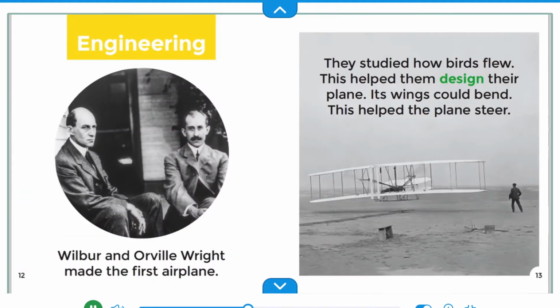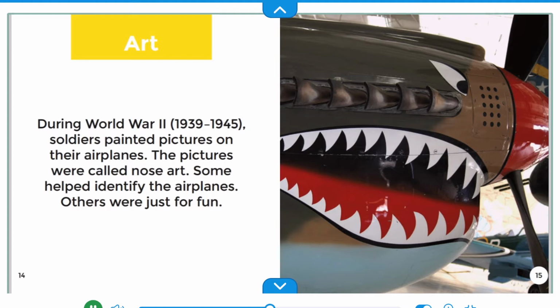Engineering. Wilbur and Orville Wright made the first airplane. They studied how birds flew. This helped them design their plane. Its wings could bend. This helped the plane steer. Art. During World War II, 1939 to 1945, soldiers painted pictures on their airplanes. The pictures were called nose art. Some helped identify the airplanes. Others were just for fun.